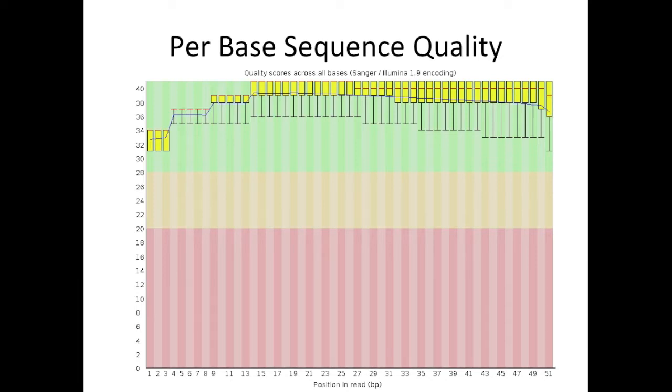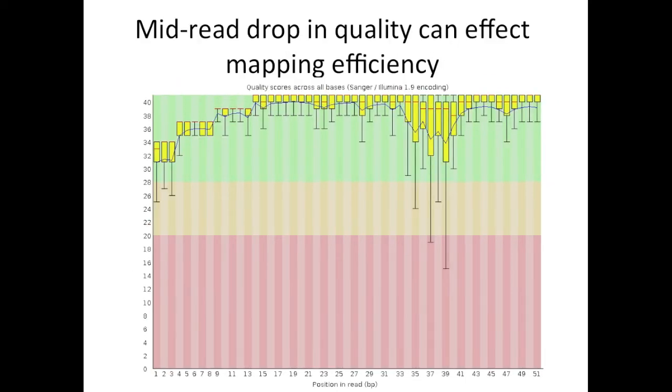What you can also see from this is as the read continues, the quality actually drops. And this is common for Illumina sequencers, and especially the older ones. The newer ones have a much lower drop in this quality length. Here I'm showing an example where you might be concerned about your reads.